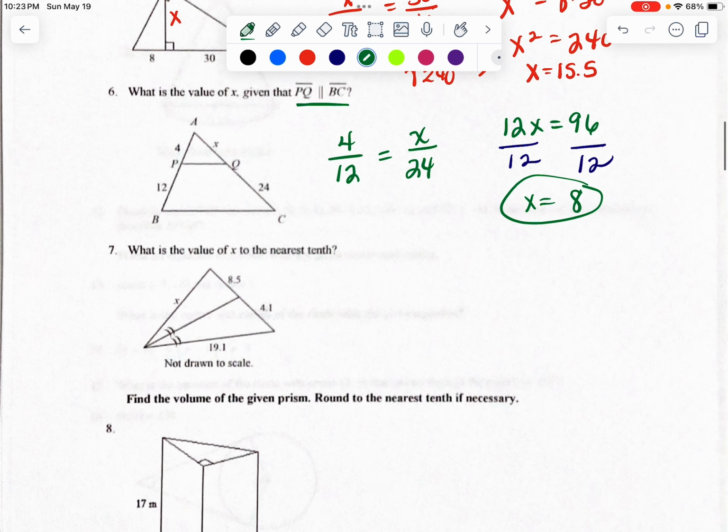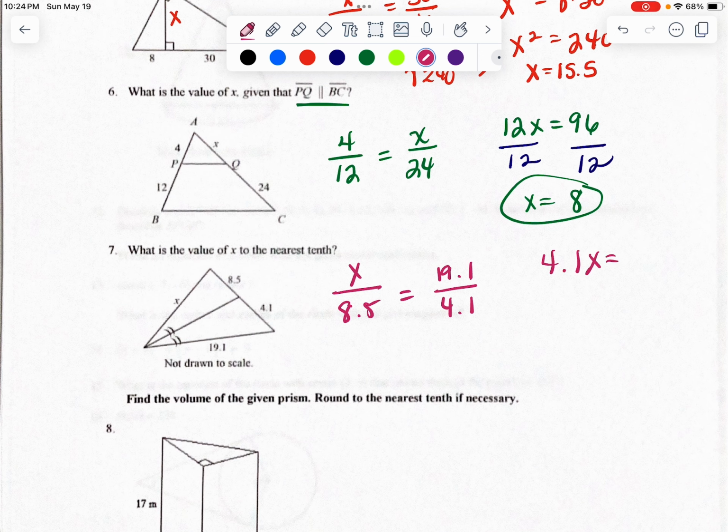Number 7, same thing. We have an angle bisector. We know angle bisectors split the triangle into proportional parts. So x is to 8.5 as 19.1 is to 4.1. Make sure you're looking at that correctly. So again, be multiplying and dividing on this one.